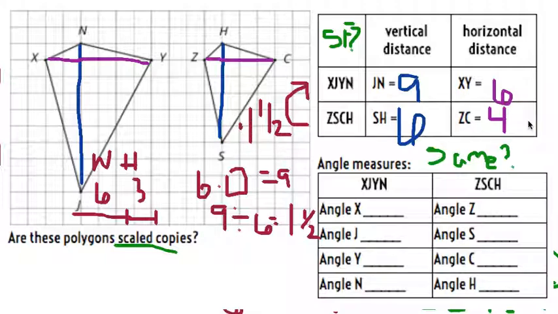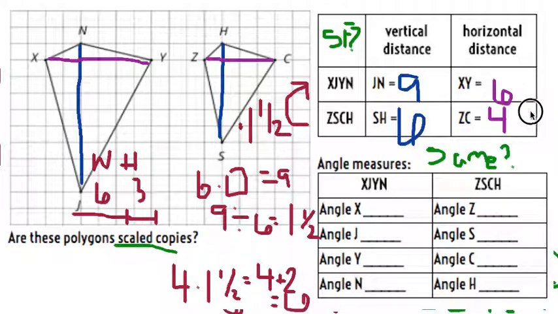Let's check if that works for 4. If I do 4 times 1.5, that's like having all of 4 and then another half of 4. 4 plus 2, that's 6. It checks out. So there is a common multiplier here, which makes me think maybe we've got a scale factor. But let's look at angles to be sure.